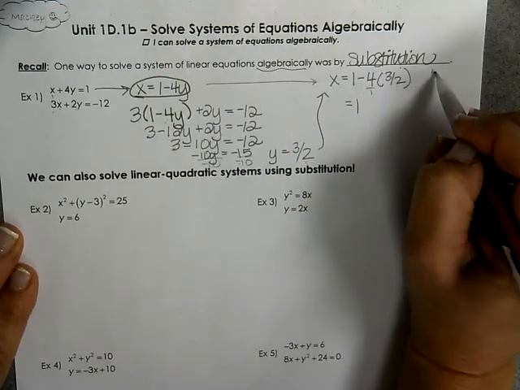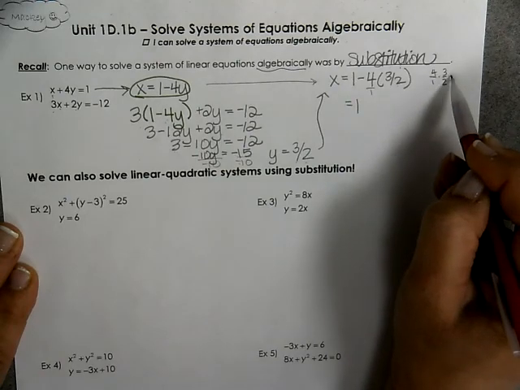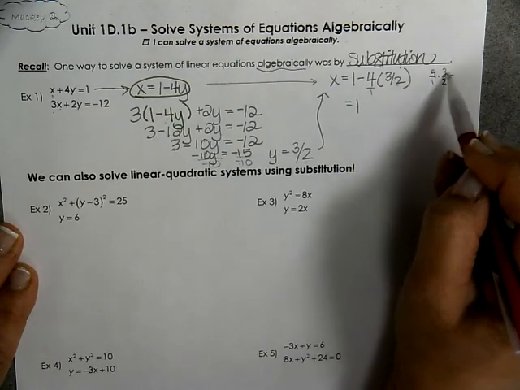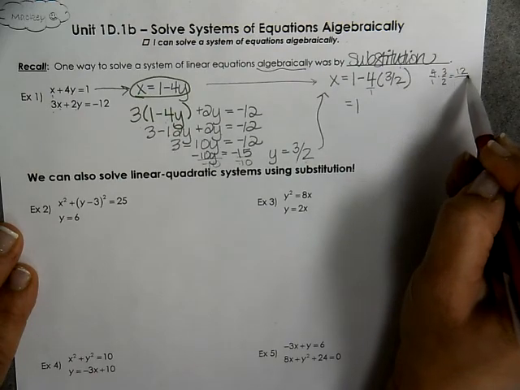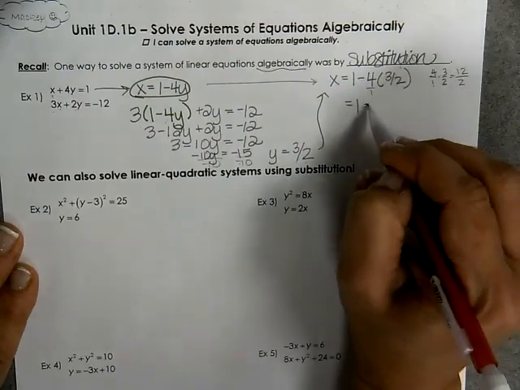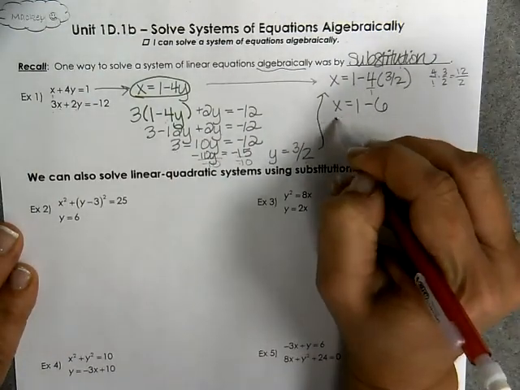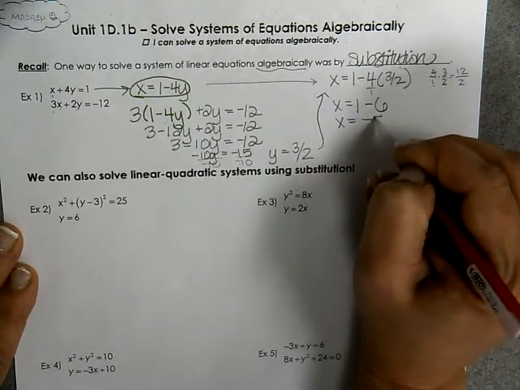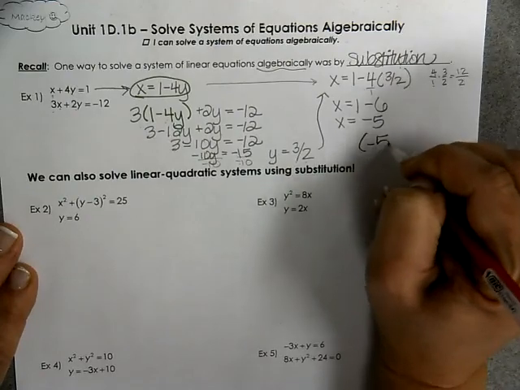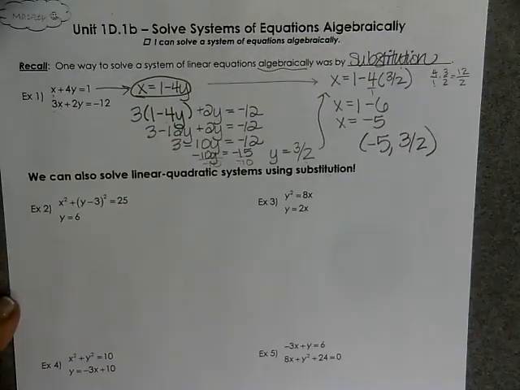I know some of us are kind of weak with fractions. Think about 4 as 4 over 1 times 3 over 2. Notice that 4 over 1 times 3 over 2 we can multiply across. 4 times 3 gives 12. 1 times 2 gives 2. And so that gives me a 6. And then I can take 1 minus 6 to get negative 5. And so then my solution would be negative 5, 3/2.